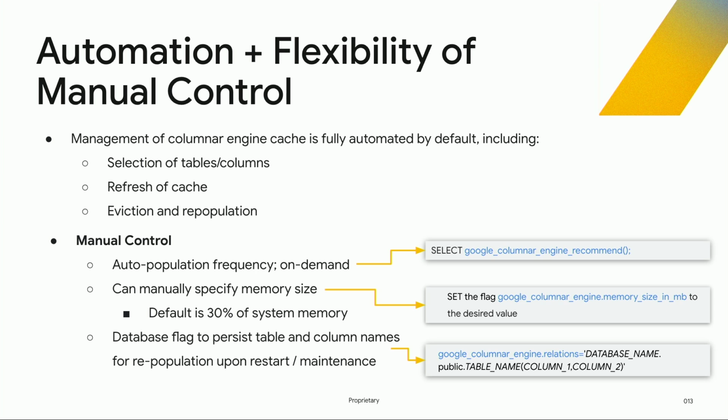Sometimes you have tables and columns sitting in the column store, but you're not running any queries against them for a while. And if some other query comes in that could take advantage of the column store, the eviction and repopulation are all taken care of automatically. So these are all the automated modes.